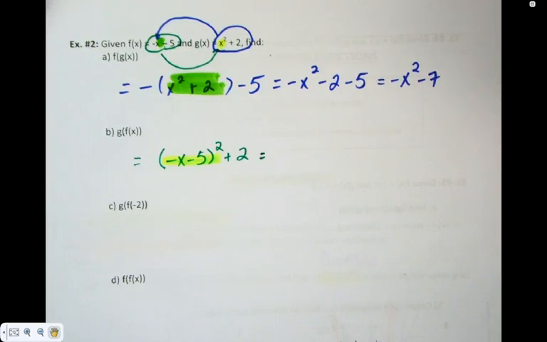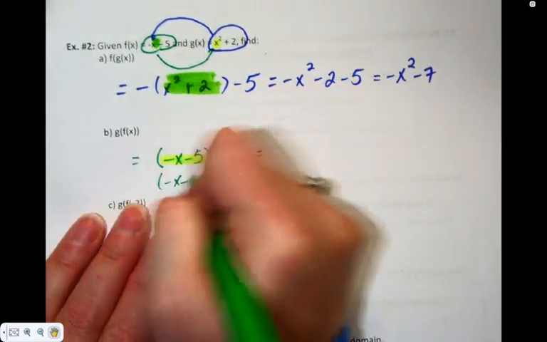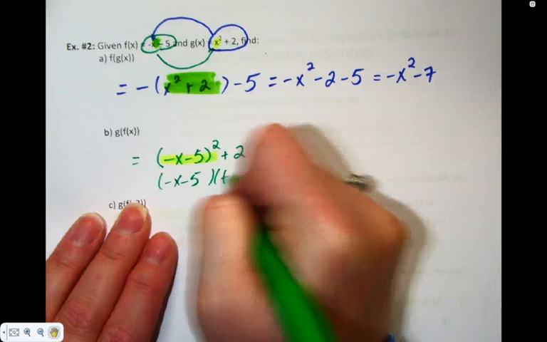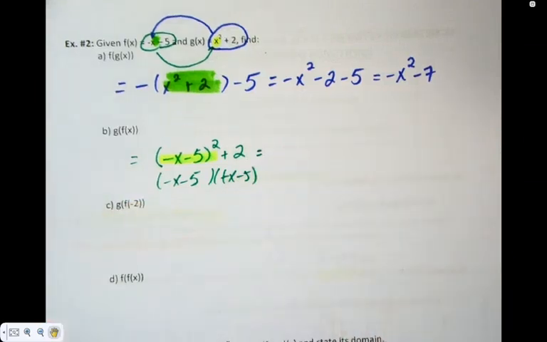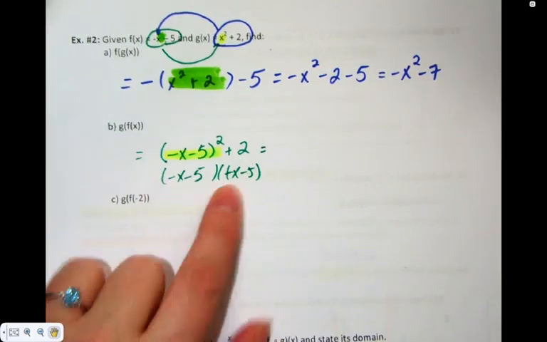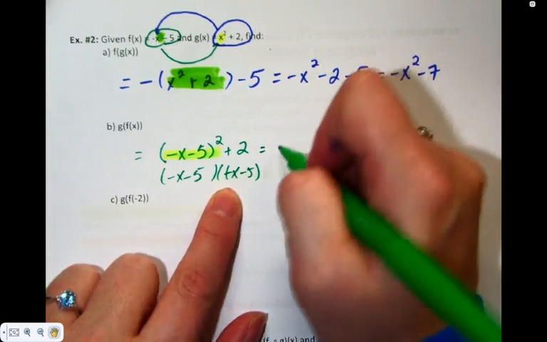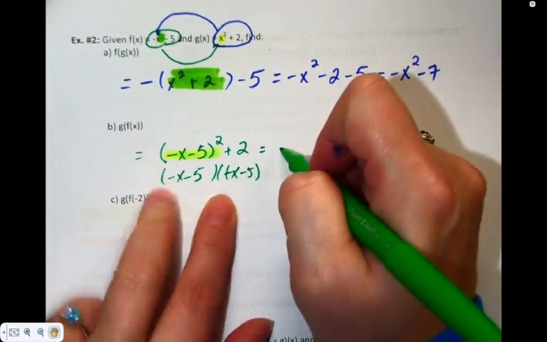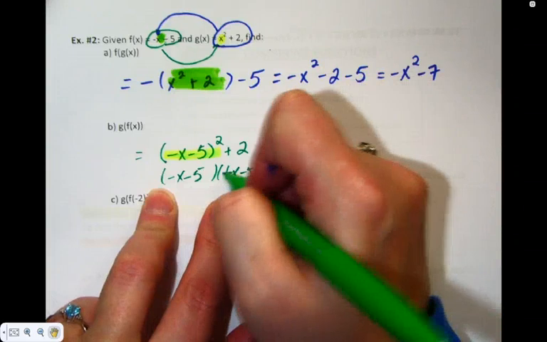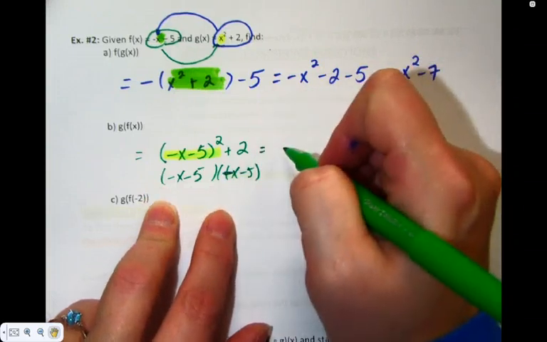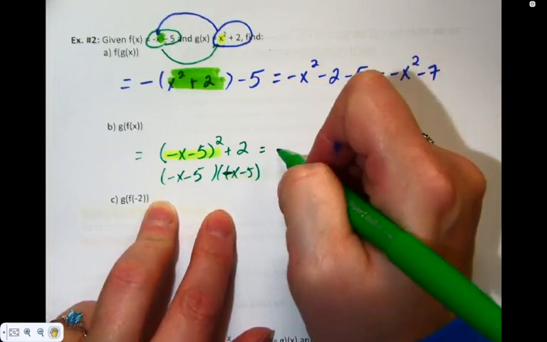We FOIL it. So sometimes it helps to write it out twice so your brain can see that you're multiplying the same binomial times itself. Again, you don't have to do that. Just some brains it's easier than trying to distribute the exponent. So we're going to have negative x times negative x.